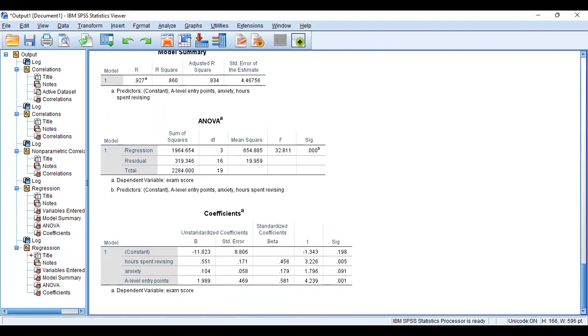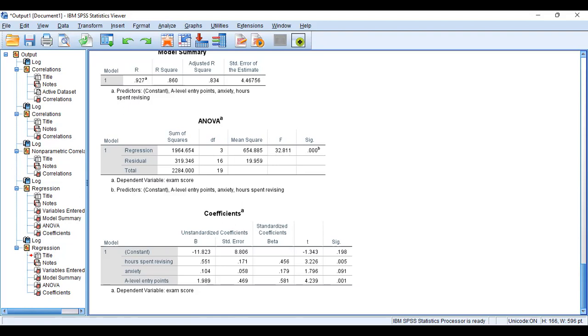Now, we look at the individual effects. Since we have added more variables, we see that for time spent revising, a unit increase in the time spent revising will lead to a 0.551 increase in exam performance. The relationship is still positive, and that relationship is still significant. I'm sure what I've said is explicit.